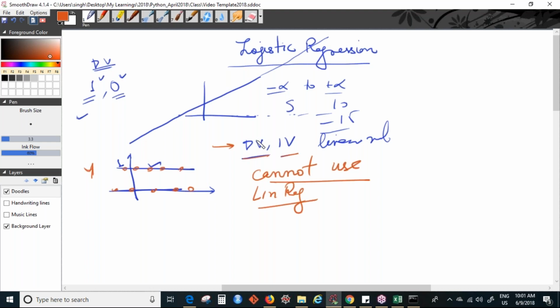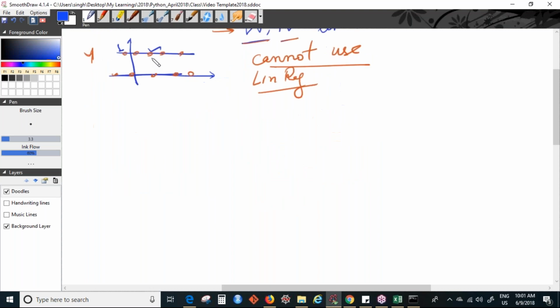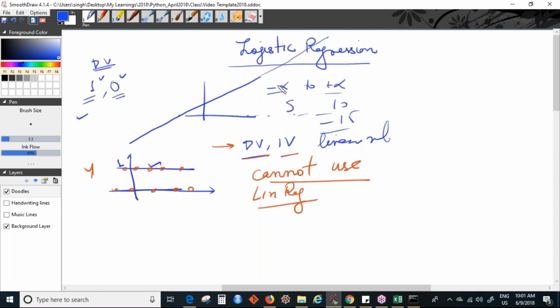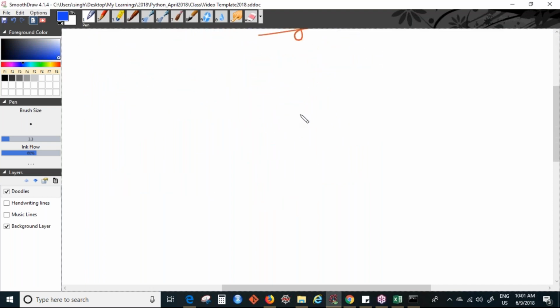We cannot use linear regression in this case, because the output of linear regression can be any number, any positive number or any negative number. It can be any number between minus infinity and plus infinity, depending on the values of x. So in logistic regression, we apply a function on top of linear regression. Here g is a function that we apply on top of linear regression, so that the output is always between 0 and 1.